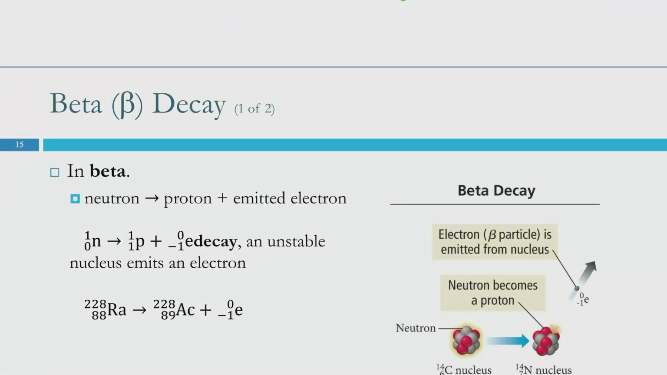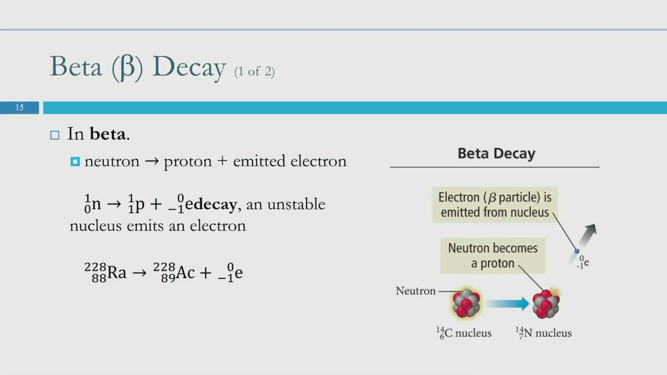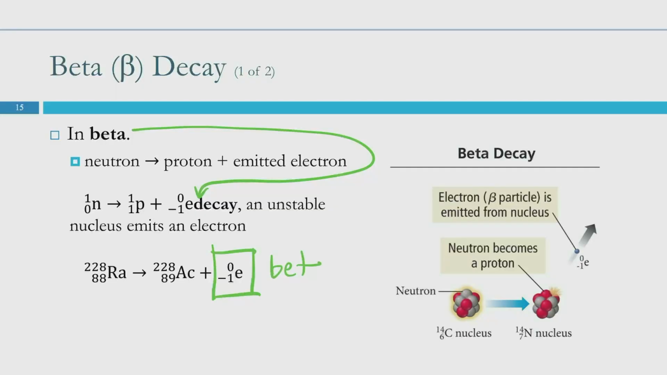Beta decay is our next form of radiation, and I don't know why, but these are supposed to be connected. In beta decay, an unstable nucleus emits an electron. Our beta particle is just an electron.